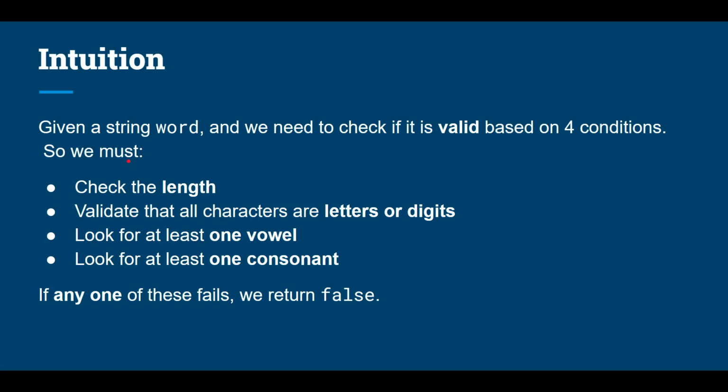Our intuition is, suppose we are given a word and we need to check if it's valid based on the four conditions. So we must check the length, validate that all characters are letters or digits, and check that at least one vowel and at least one consonant are there. If any of these fails, we'll return false, right?